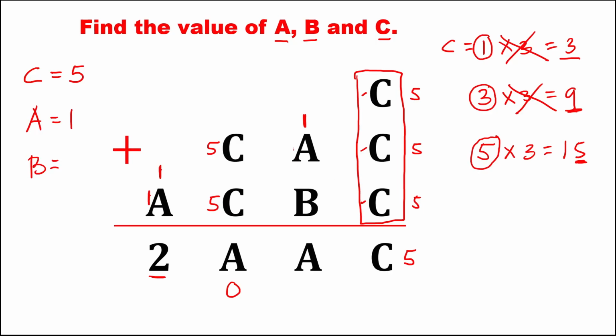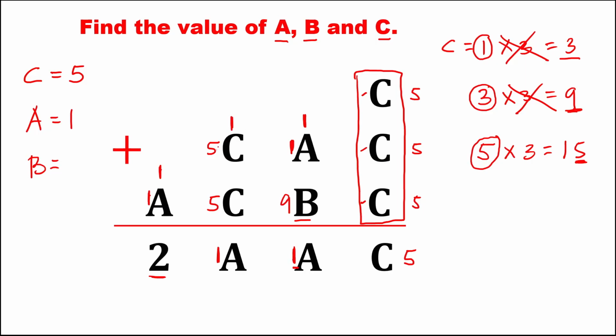So since A is equal to 1, this is 1, and this is 1. So therefore, 1 plus 1, that's 2. Then we need to find the value for B that will give us 1. So therefore, B must be equal to 9 because 1 plus 1, that's 2, plus 9, that's 11. So this is 11, carry 1.